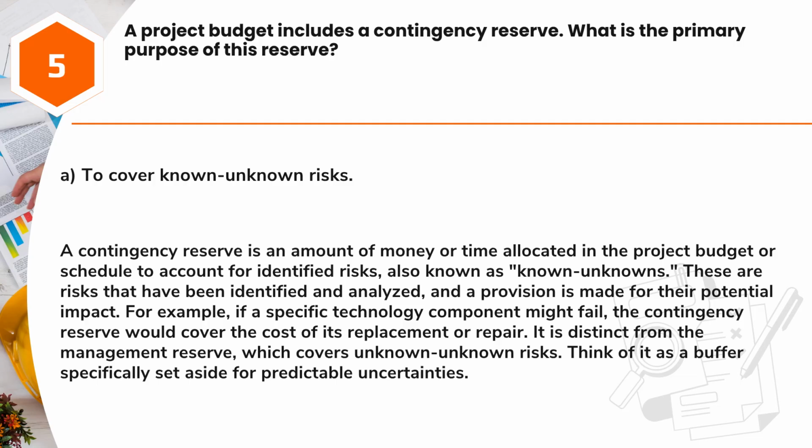For example, if a specific technology component might fail, the contingency reserve would cover the cost of its replacement or repair. It is distinct from the management reserve, which covers unknown risks. Think of it as a buffer specifically set aside for predictable uncertainties.